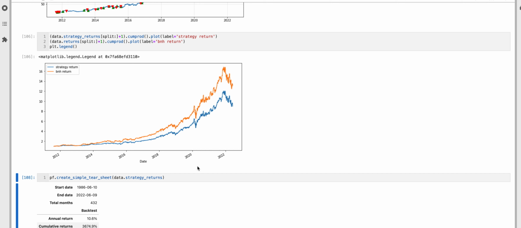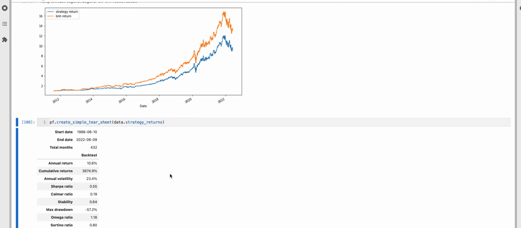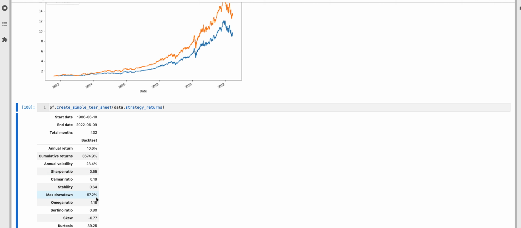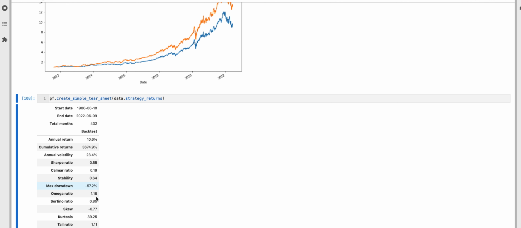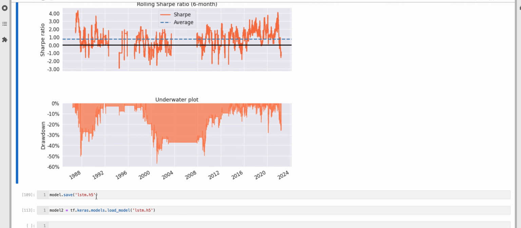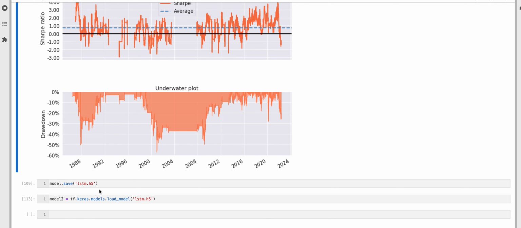Finally, we compute the list of metrics for the strategy using the pyfolio. We got a Sharpe ratio of 0.55, which is bad, and the maximum drawdown of -57%. Anyway, if you are happy with the model, you can save it and then use it again in the future.